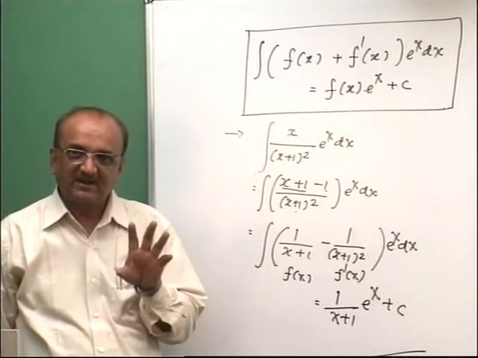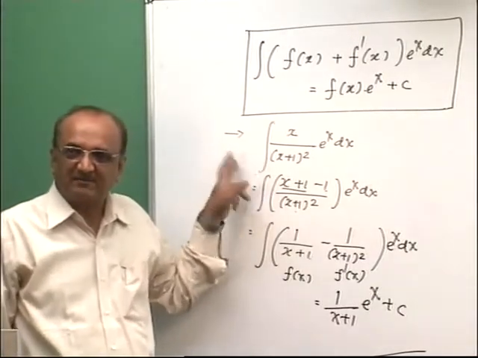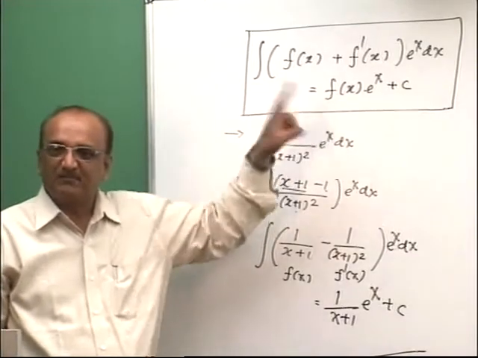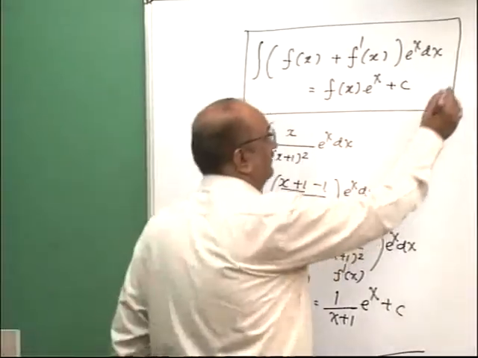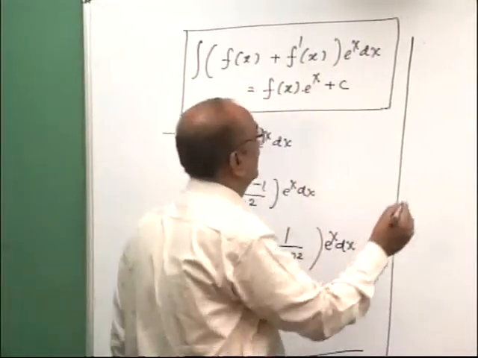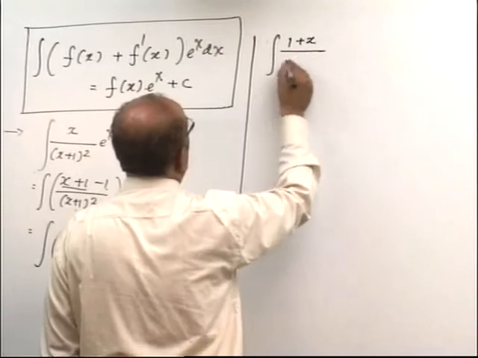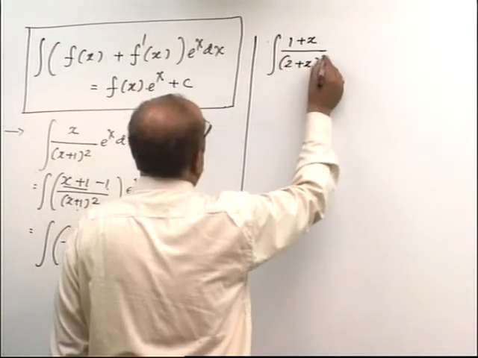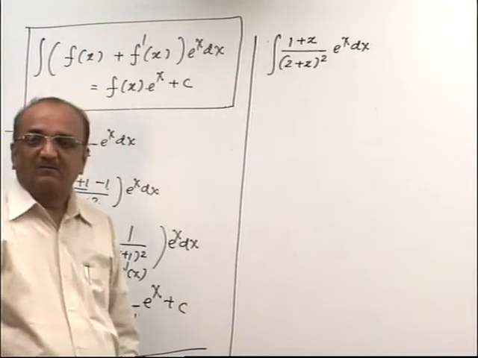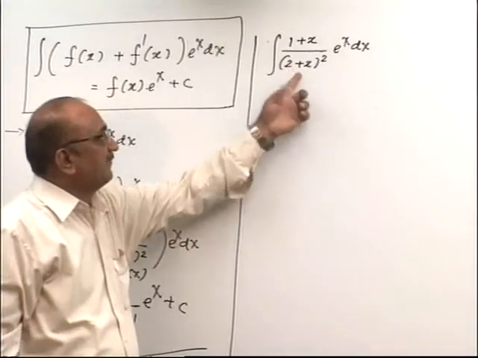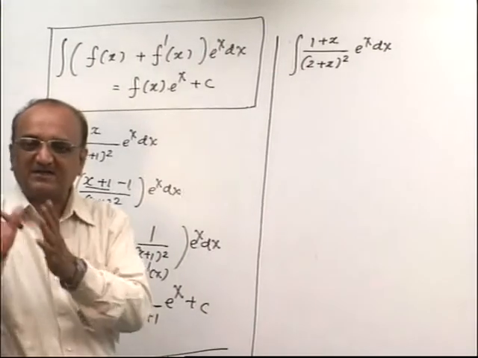Right? In the same way, you may see the second example. This question has been asked in the last repeated exams. I am going to take this question, the same concept. Here we have the term (1 plus x) upon (2 plus x) whole square into e raised to x dx. E raised to x is given already.